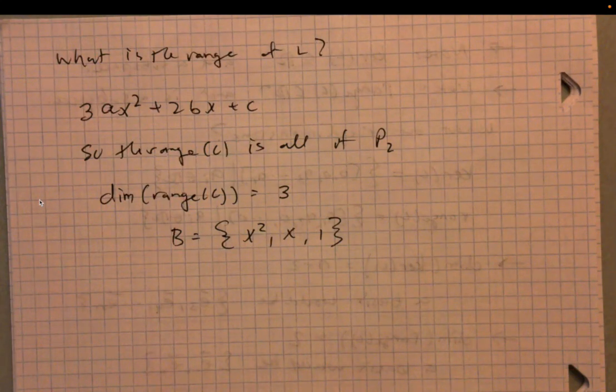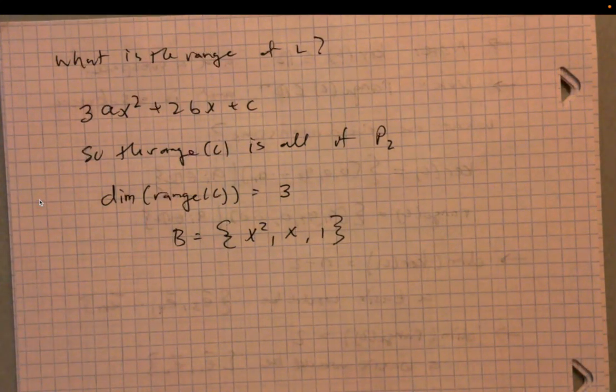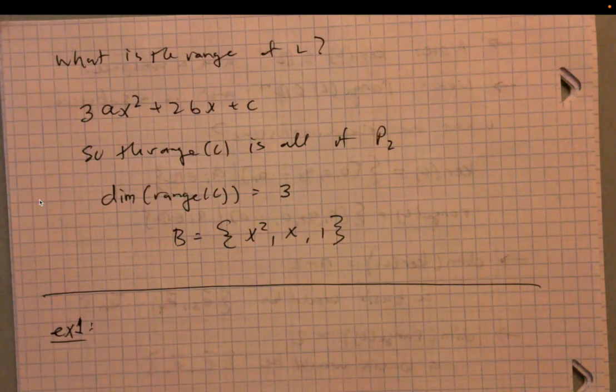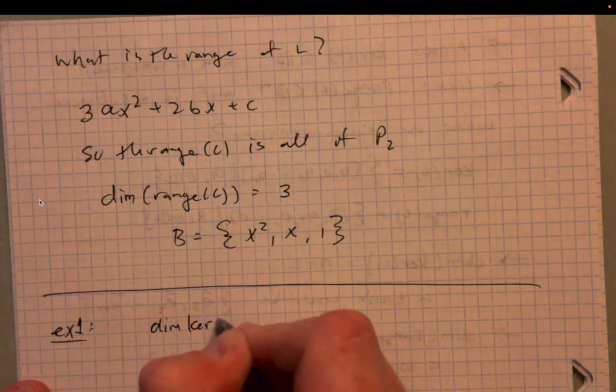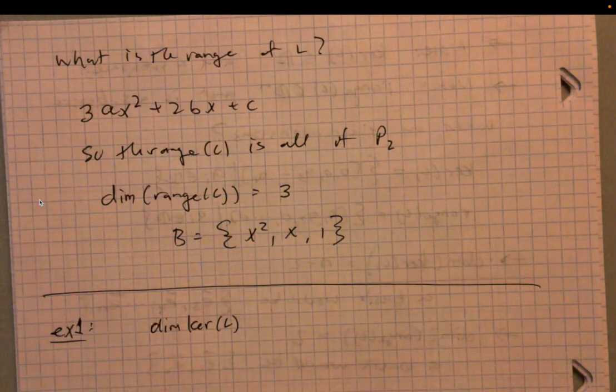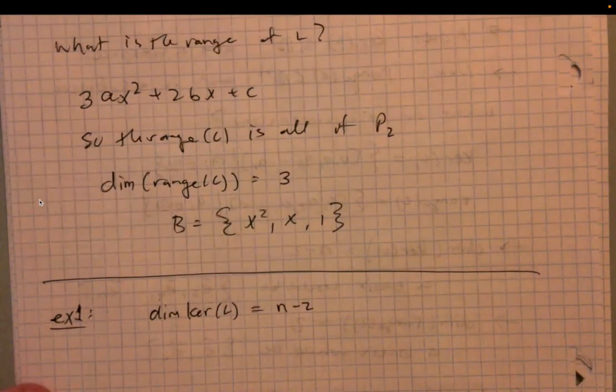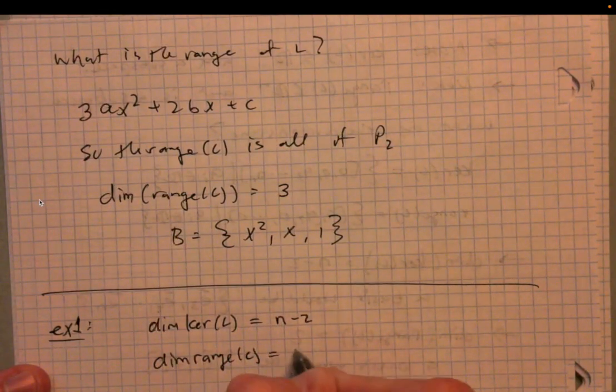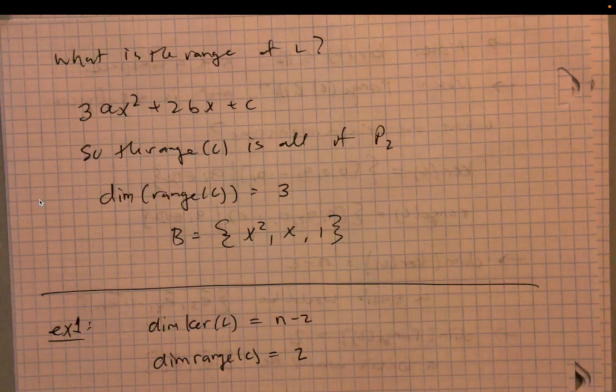Okay, and so between the previous example and this example, we may be noticing something, right? So in the first example, we said that this was the Rn example. For example 1, we said that the dimension of the kernel, what did we say the dimension of the kernel was? I'll have to flip it over here. I think we said it was n minus 2, correct? Yes. And the dimension of the range we said was 2. That was in example 1.